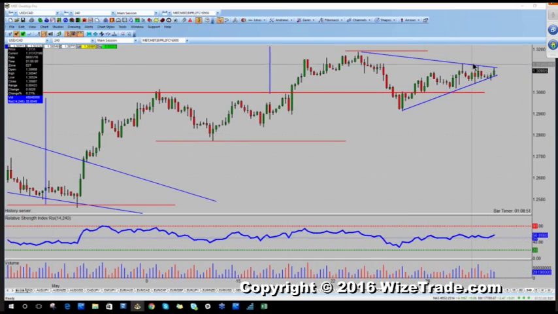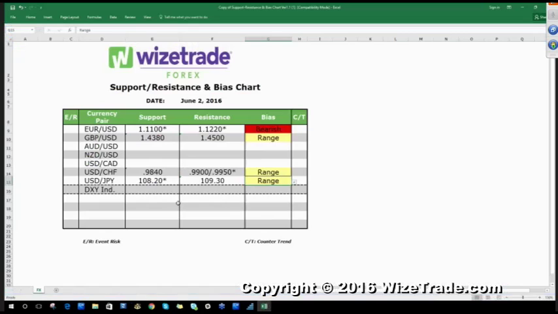I mean, if the dollar Canadian takes out 131.30, that's going to be pretty bullish. That'll take us up to 132. So 131.30. Then let's just imagine we go beyond that. 132 will be resistance. We are in a range.